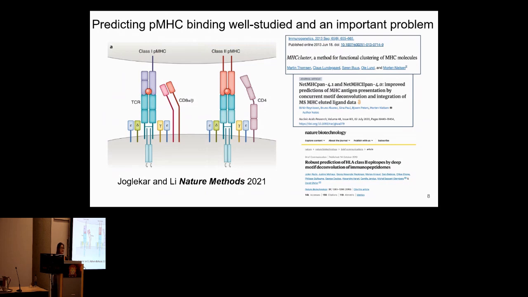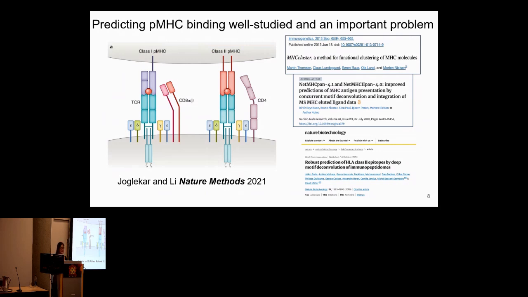There's class 1 and class 2 MHCs, which are very sterically and structurally different from each other. Class 1 is capped on one end and binds shorter peptides, while class 2 is open on both ends and binds longer peptides.